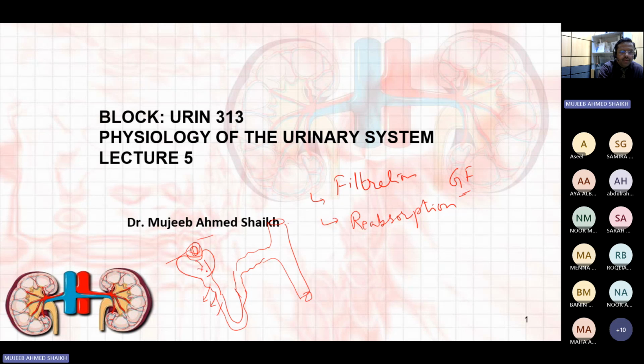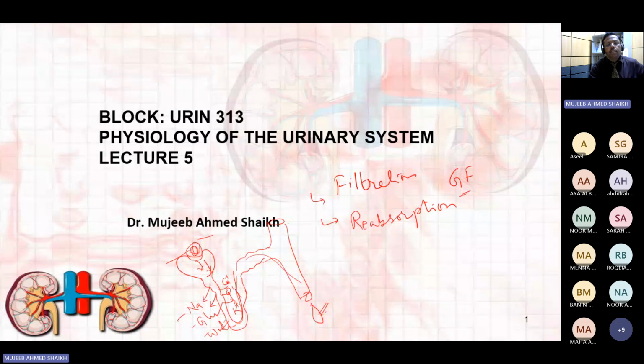They are freely filtered, and if they are not taken back into the circulation, they will pass into the urine. We don't want them to be lost in the urine. That's why there is a mechanism we call reabsorption of essential elements like sodium, glucose, water. Water and sodium we have seen in the previous class. Now we will see how glucose is reabsorbed. Plus, what about calcium? What about phosphate? What about potassium? All these are essential for the body.